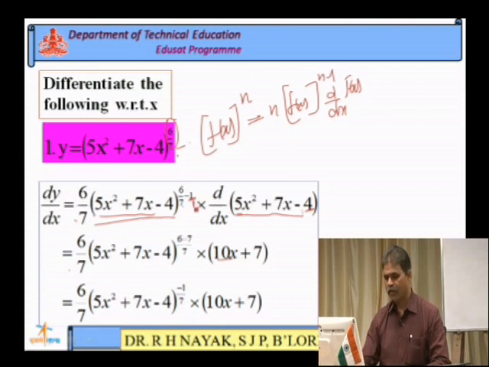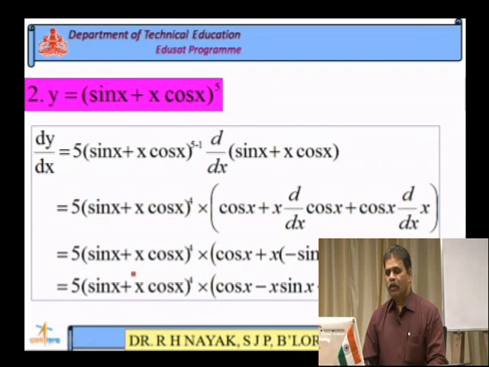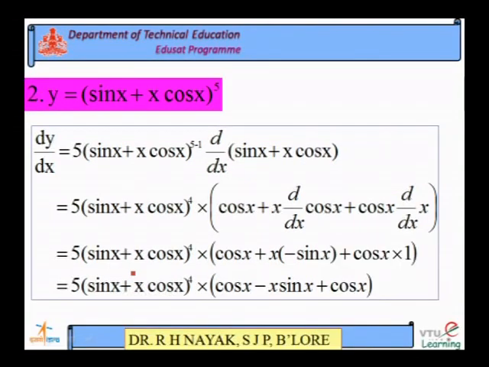7 is the LCM, therefore 6 minus 7 gives 1 by 7. The other terms are taken as they are. The differentiation of the function 10x minus plus 7 is again taken as it is. You take the function to the power of n form. What is n? 5. So it is function to the power of 5 minus 1 into d by dx of the function. What is d by dx of the function? Differentiation of sin x is cos x plus differentiation of x cos x.